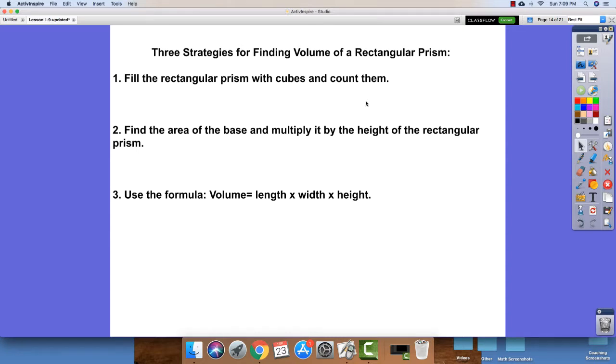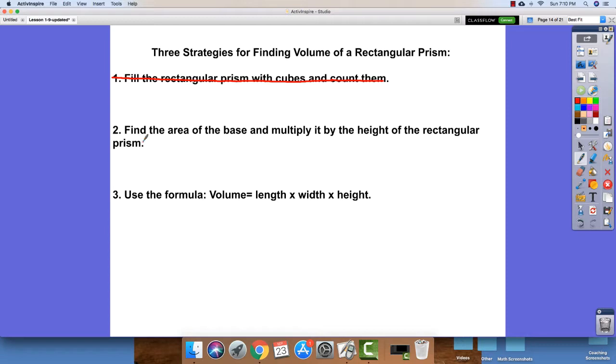All right, so we've been trying to find volume of different rectangular prisms. So the three strategies that we have found for finding volume of a rectangular prism are this. Our first strategy is to fill the rectangular prism with cubes and count them. However, after discovering certain things, we've decided that this, although it is a strategy on how to find volume of a rectangular prism, is not our most efficient. So 2 and 3 are the ones that I'll focus on right now in our screencast.